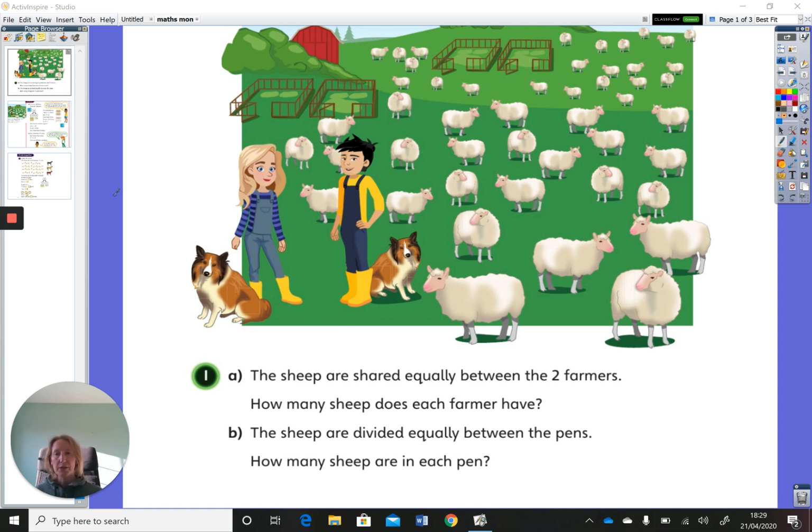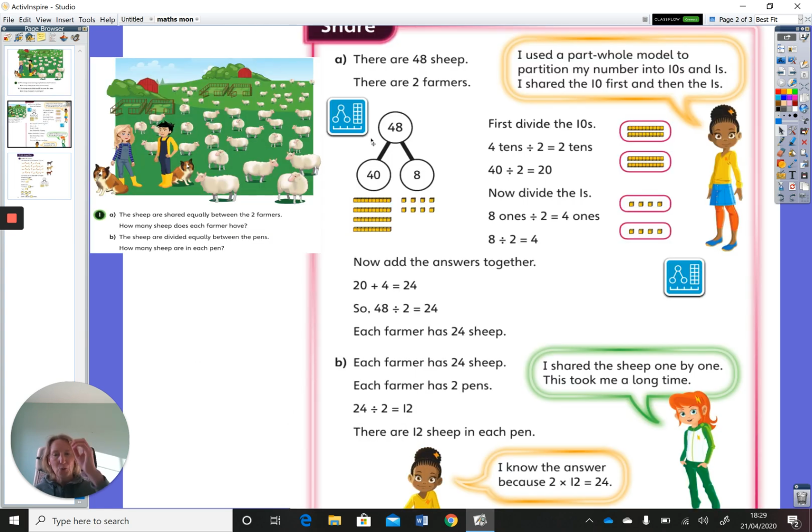Okay, so as I said, if you need to pause me at any point, please do. So what I'm going to talk you through now is how I would answer that question. Now I know that it's near on impossible for you to count all these sheep, so I'm going to tell you how many sheep there are. There are 48 sheep, and there are 2 farmers.